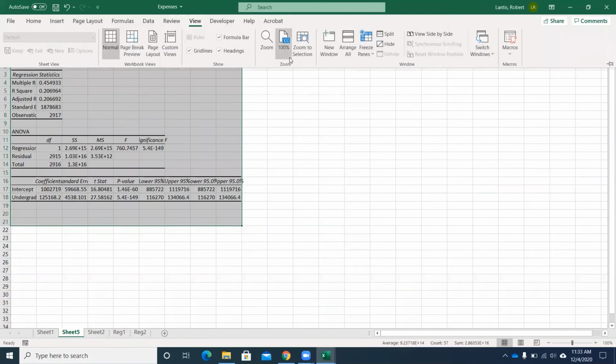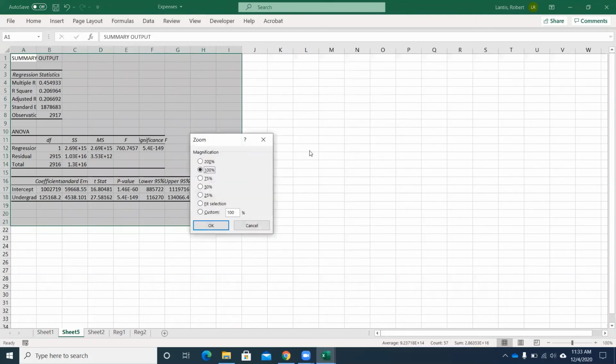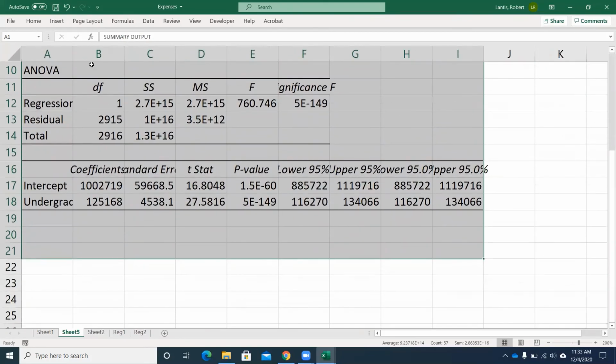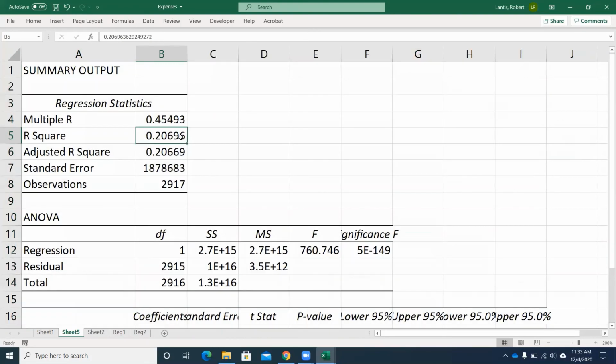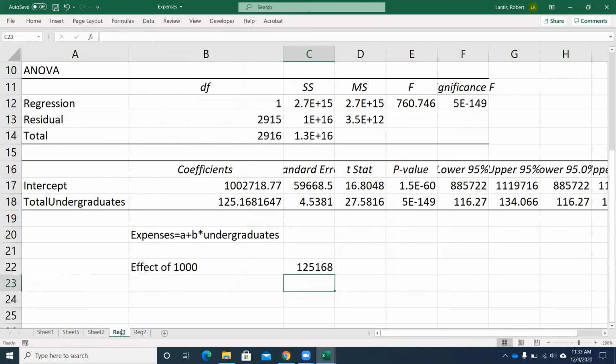I can look at this output. I'm going to notice now my estimate, oops, zoom 200, now my estimate looks a little different. We just changed the units, so R squared is still the same, right? But now what's the interpretation here? Well, if I've got undergraduates in the thousands, a one unit change would be 1,000 more undergraduates, which would change the predicted basketball expenses by whatever this amount is, which is 125,000. Notice, when we looked at the effect of 1,000, it was that same value.